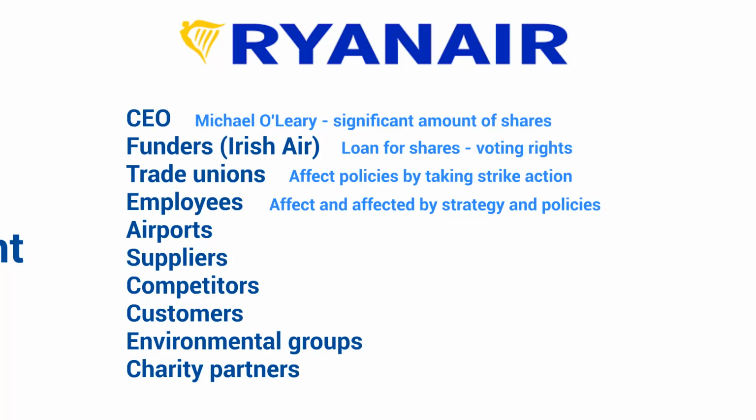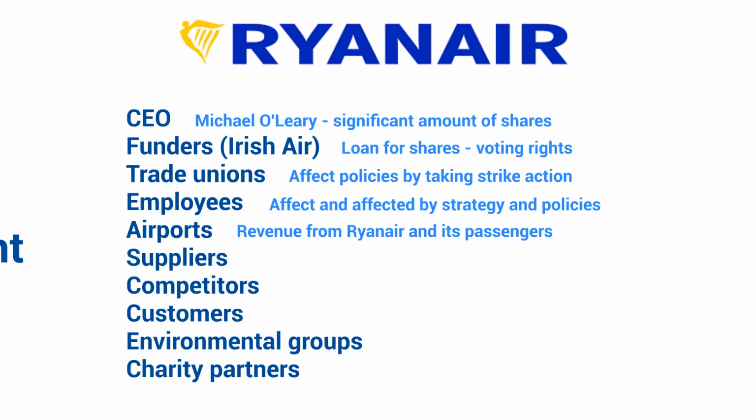Now here's a funny one that you might not have got. I think all the rest are fairly obvious: the CEO and the financiers and the trade unions and the employees. But airports, how can airports be stakeholders? Well, the airports themselves are really interested in the strategy and policies of Ryanair, because if Ryanair chooses to fly to them, it's going to bring lots of revenue to the airports, both from Ryanair directly and from their passengers.